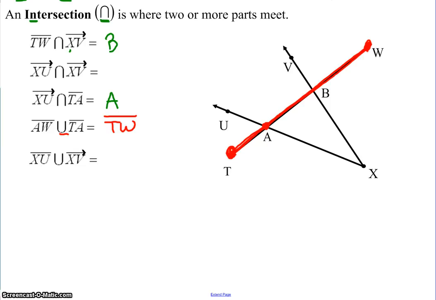This is segment XU union ray XV. I want you guys to pause the video and try that one. And I also want you to try one additional one. I know it's not up there, but I want you to try out, what about segment WB, and I want you to intersect that with segment TA. Where is that intersection? So go ahead and fill that out, and I hope you enjoyed this video.